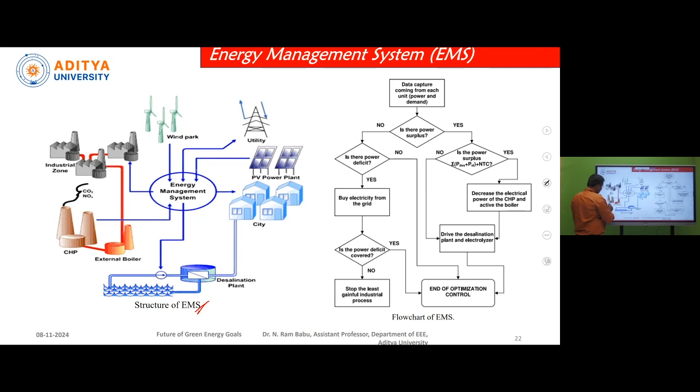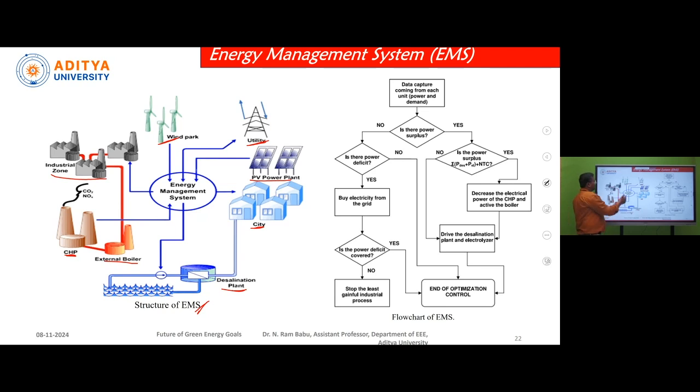If you observe this one, CHP, that means combined heat and power, and this is the external boiler where steam is to be generated, and this is the industrial zone. That means industry. Let us assume it as industries, and this one is the desalination plant. Desalination plant in the sense it converts salt water into fresh water, and this is the wind park where electricity is generated by the wind systems, and this is the utility. That means the grid part. This part is the PV power plant. That means the power that is generated by the solar PV systems, and this one is a smart city. Okay. Now let us go into detail of energy management systems.